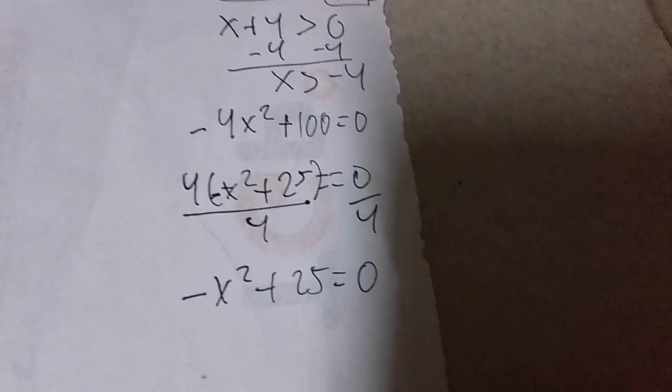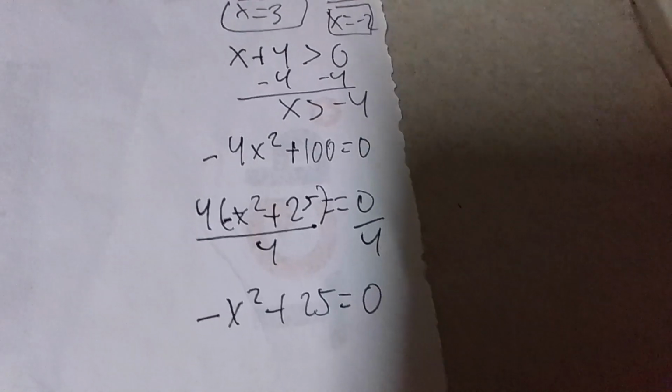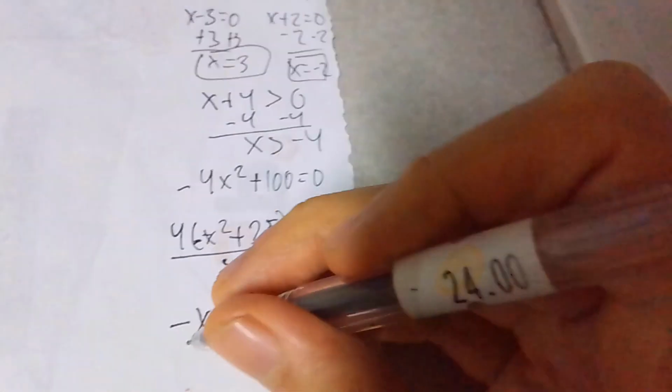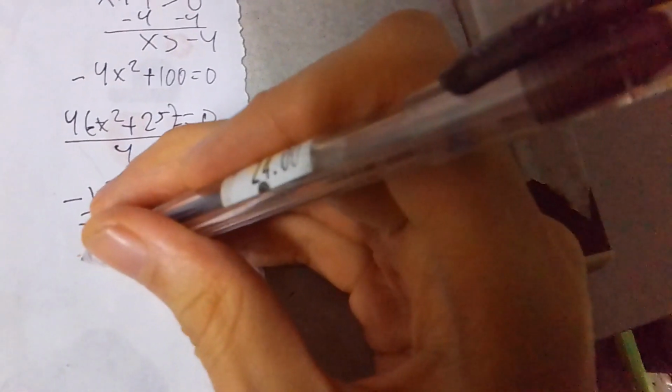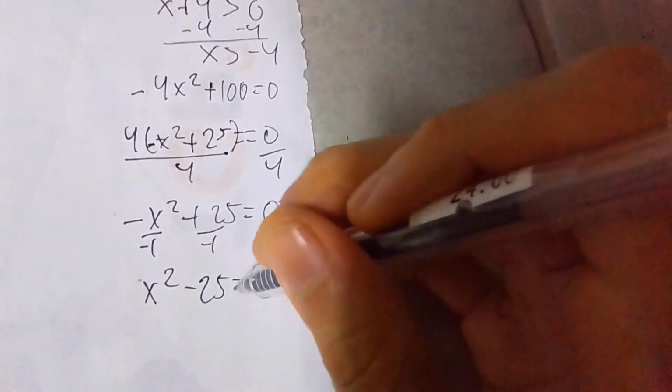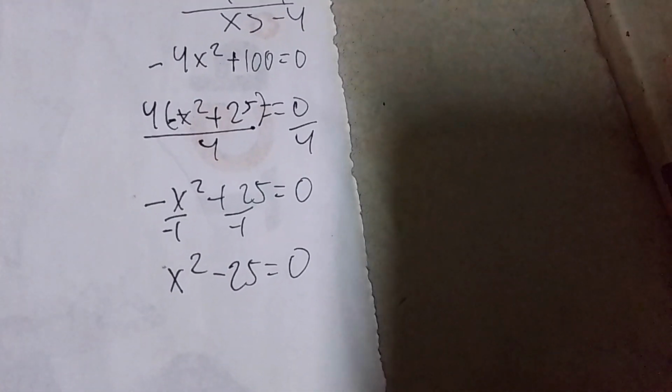Negative x squared minus 25 equals 0. We can factor everything out by negative 1 to make the x positive, right? Or, to be direct to the point, we can factor out negative 4, because 4 times negative 1 is negative 4. So we factor out negative 1. Therefore, this should be x squared plus 25 divided by negative 1, equivalent to negative 25 equals 0.